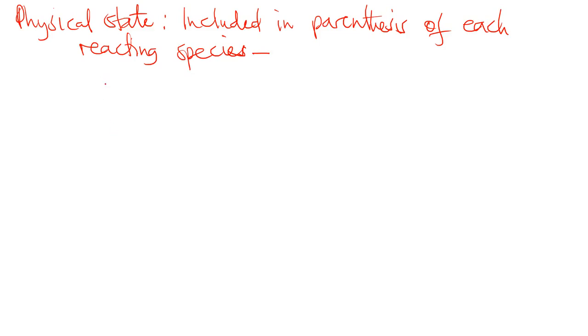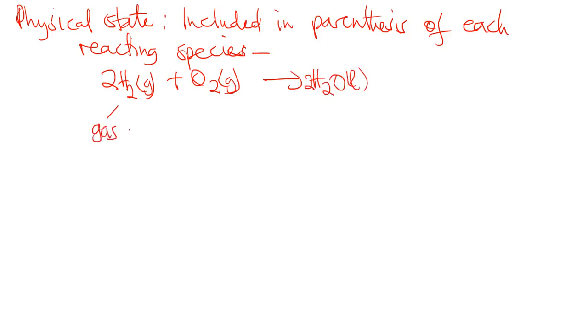For example, if we take our example, 2H2 gas plus O2 gas to give us H2O, that is 2H2O liquid. This tells us this is a gas. This tells us this is also a gas. This tells us this is a liquid.